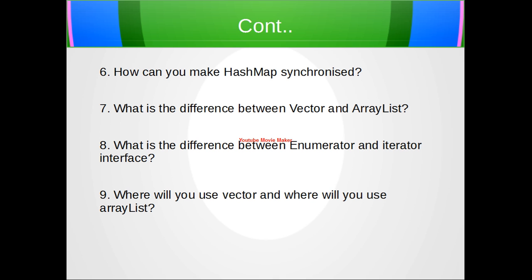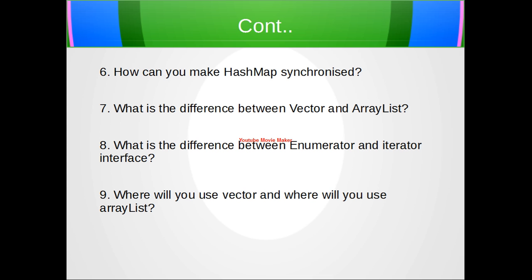Okay. So iterators differ from enumerations in the following ways. First, enumeration contains two methods, namely hasMoreElements and nextElement, whereas iterator contains three methods, namely hasNext, next, and remove. So iterator adds an optional remove operation and has shorter method names. You can say this is a very silly difference, but this is one.